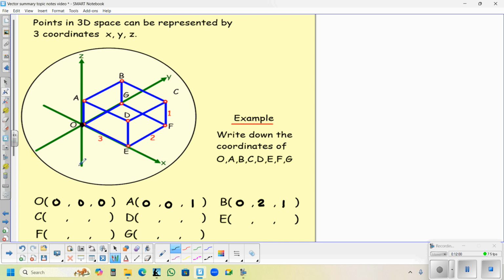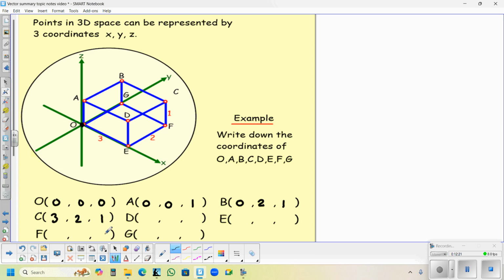Point C. Point C is right up here. That's called the space diagonal, going right through the shape. So it's right up at that top bit. So we go along x, y, and z. So I'm going to go along 3. I'm going to go back 2. And I'm going to go up 1. So C is the point 3, 2, and 1.